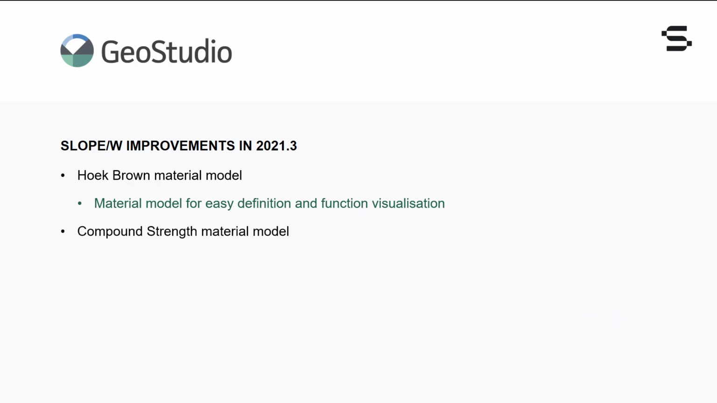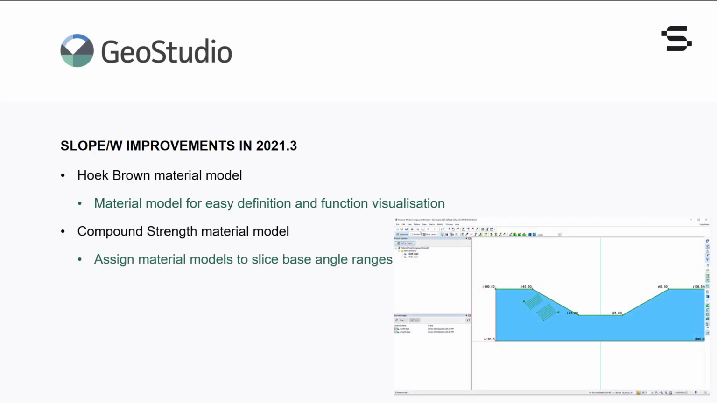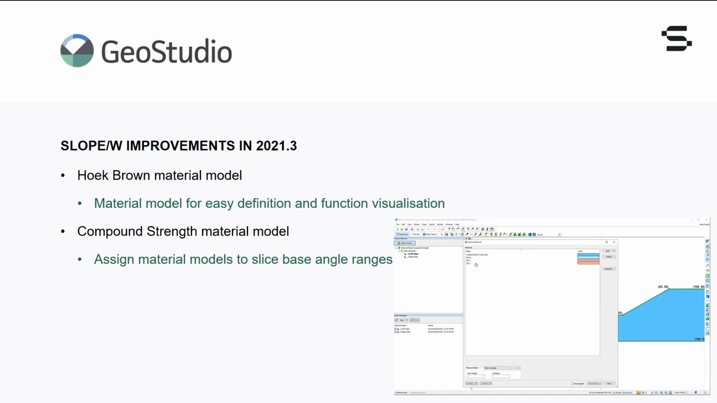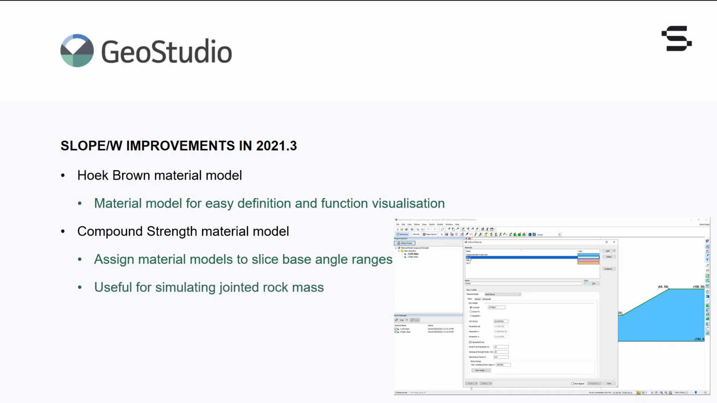The compound strength material model provides the ability to assign strength material models to specified ranges of slice base angles. It is particularly useful in modeling jointed rock mass, where the strength model for the intact rock varies considerably from that used for the discontinuities. With this release, a Hoek-Brown model can be used to define the intact rock, while a conventional Mohr-Coulomb material model could be used for the joints.